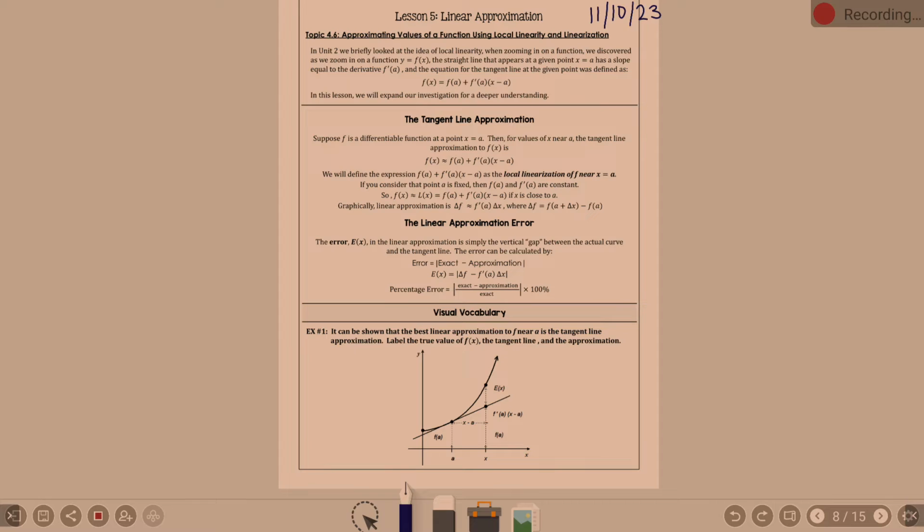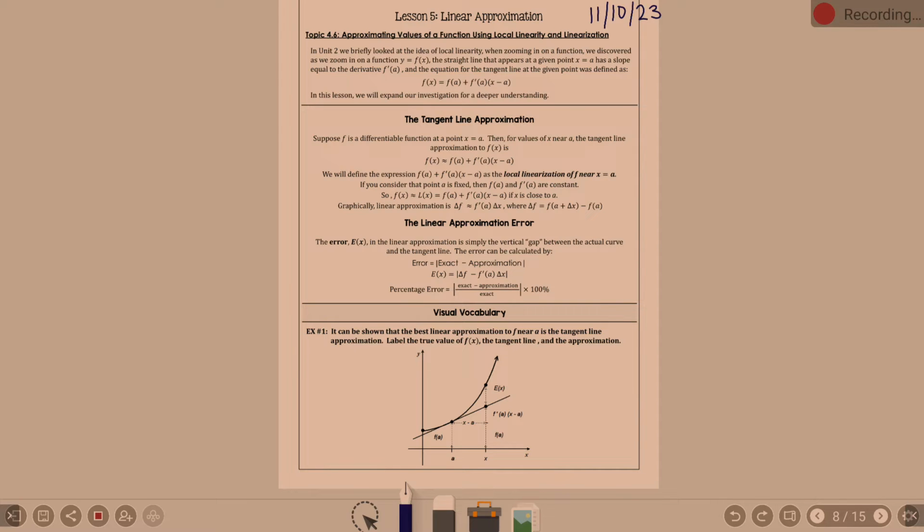When zooming in on a function, we discovered that as we zoom in on a specific piece of a function, the straight line that appears at a given point has a slope equal to the derivative. So the idea is that you can zoom in on any piece of a function close enough to where it looks like a straight line. And that is what the derivative represents, because that is the slope of the tangent line.